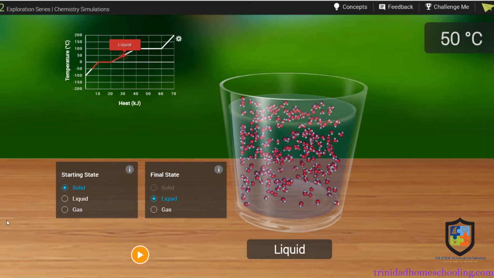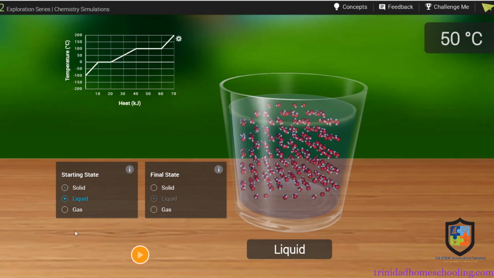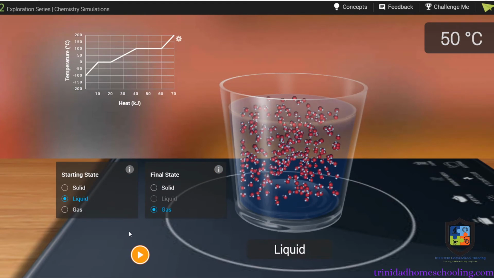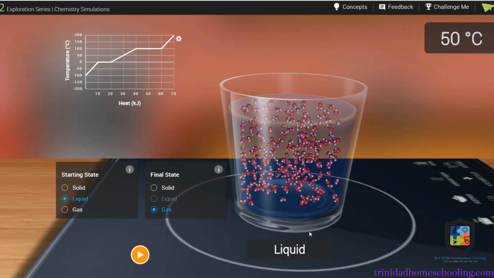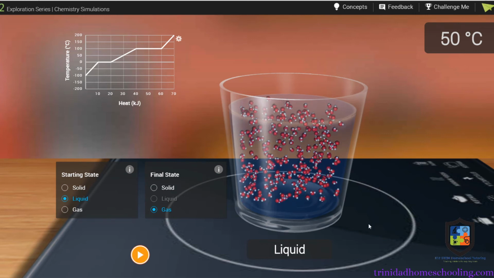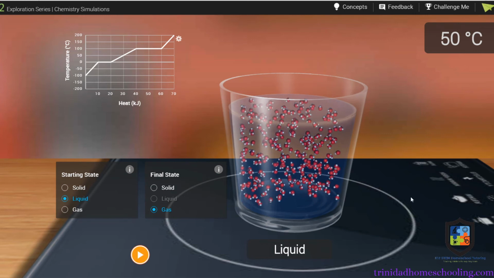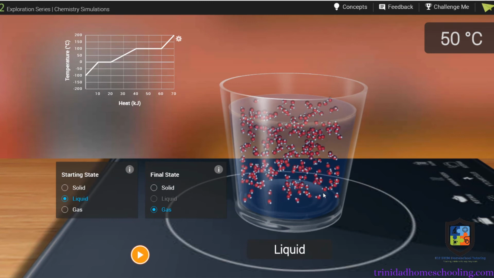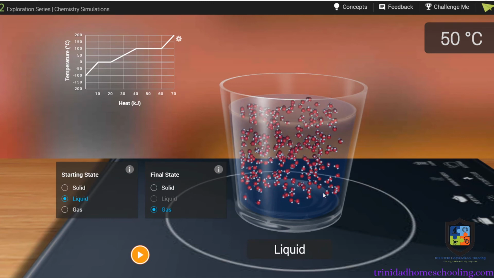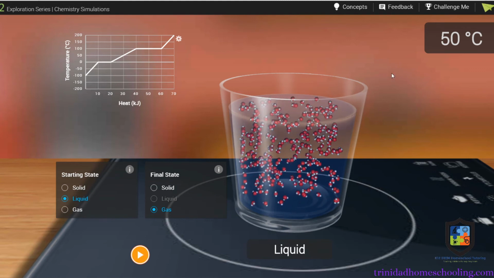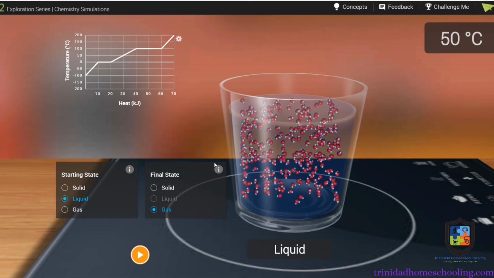Now let's go from liquid to gas. Alright, so now we put our cup on a stove. This looks like an electric stove. Please do not try this experiment at home. This cup will either shatter or melt if it's plastic. Okay, so we're gonna start with our liquid at 50 degrees Celsius.